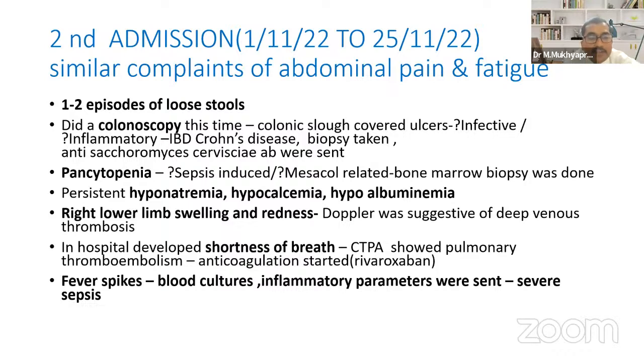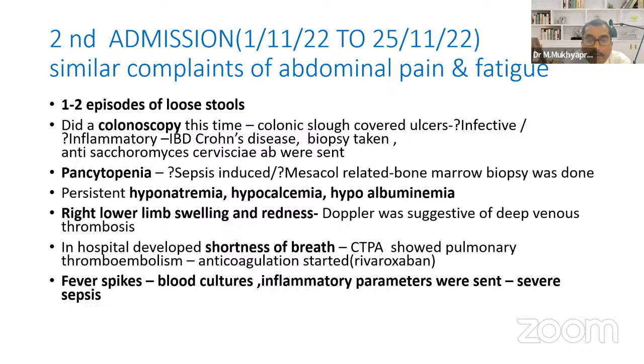But this time he started developing pancytopenia. So we thought, is it sepsis induced, or is it a disseminated disease, or is it due to mesocol? We had started it as a possibility of IBD. So bone marrow was another option we thought of this time. And he started developing persistent hyponatremia, hypocalcemia, and hypoalbuminemia went on down. So albumin started falling up to 1.5. He started developing pedal edema.